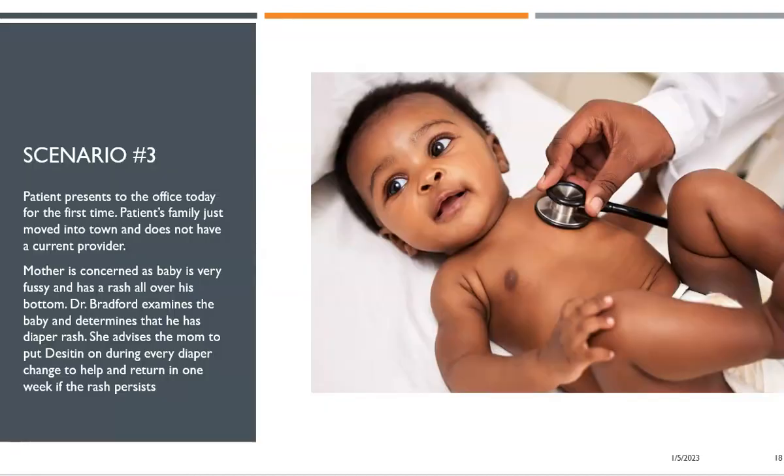Scenario 3, our patient presents to the office today for the first time. So our patient's new, right? There's a clue. Patient's family just moved into town and does not have a current provider. The mother is concerned as the baby is very fussy and has a rash all over his bottom. Dr. Bradford examines the baby and determines that he has a diaper rash. She advises the mom to put Desitin on during every diaper change to help and return in 1 week if the rash persists. So again, I'll give you a minute and then we're going to go over the answer.